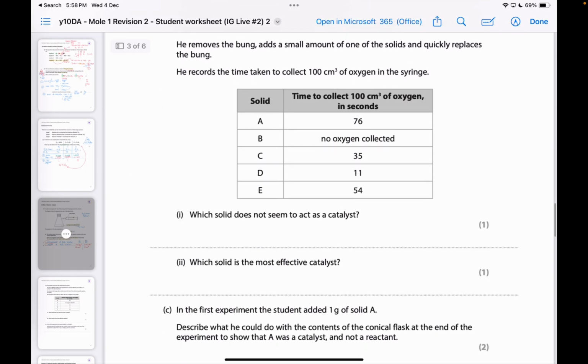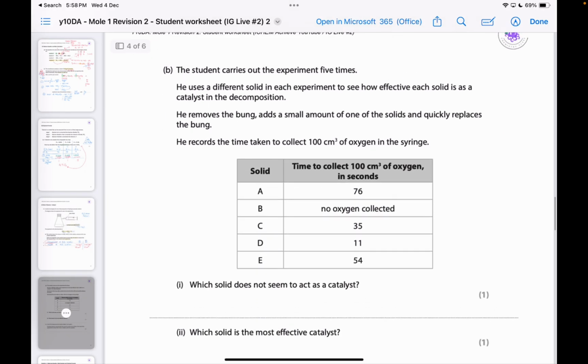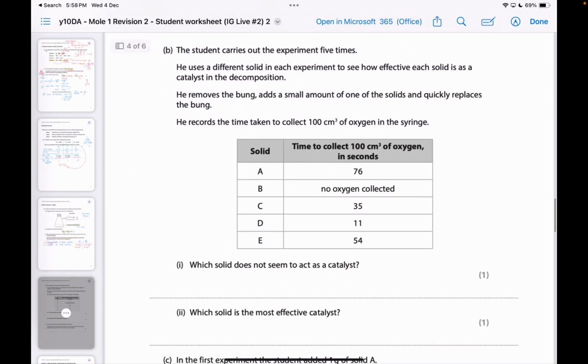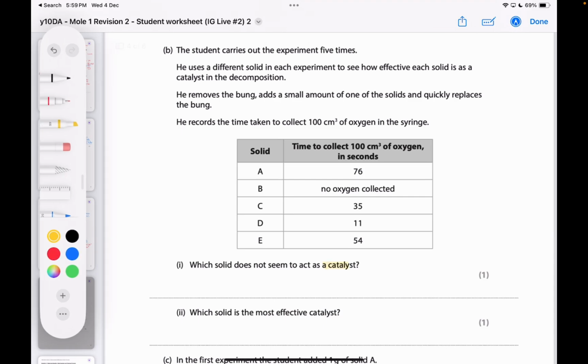Okay, next thing here is on catalysts, right? Maybe before we look into the idea of catalyst, we first break down the definition of catalyst. Catalyst is defined as a substance, okay?